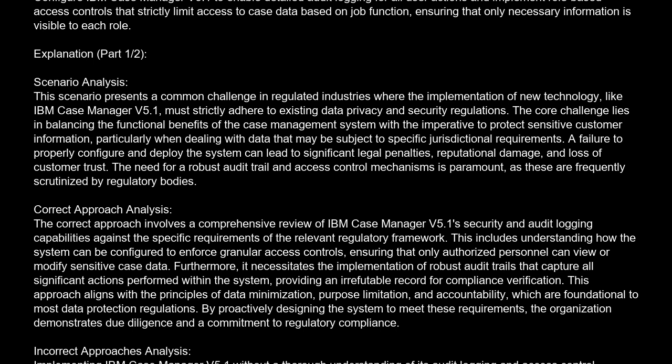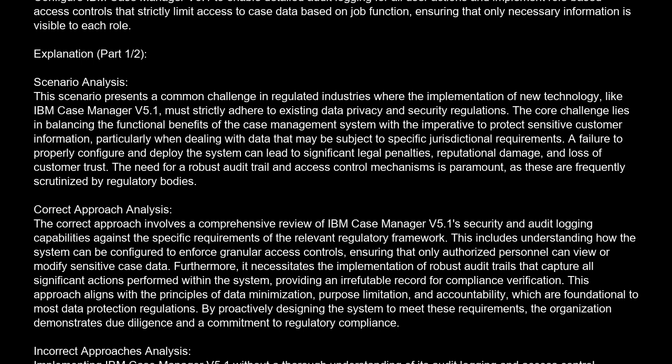A failure to properly configure and deploy the system can lead to significant legal penalties, reputational damage, and loss of customer trust. The need for a robust audit trail and access control mechanisms is paramount, as these are frequently scrutinized by regulatory bodies. Correct approach analysis. The correct approach involves a comprehensive review of IBM Case Manager v5.1's security and audit logging capabilities against the specific requirements of the relevant regulatory framework.